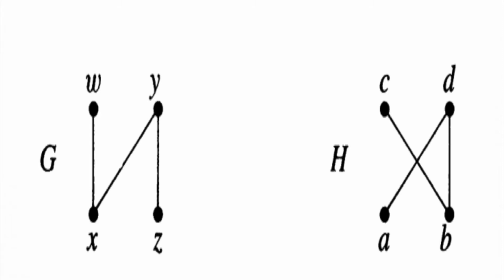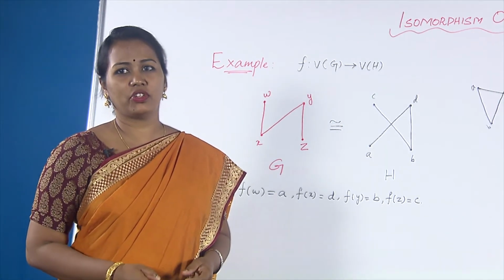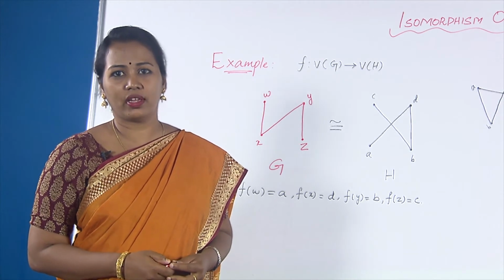Define a function f from V(G) to V(H) by f(w) = a, f(x) = d, f(y) = b, and f(z) = c. This function preserves edges as well as the non-edges. We shall now see some examples to demonstrate isomorphic graphs.